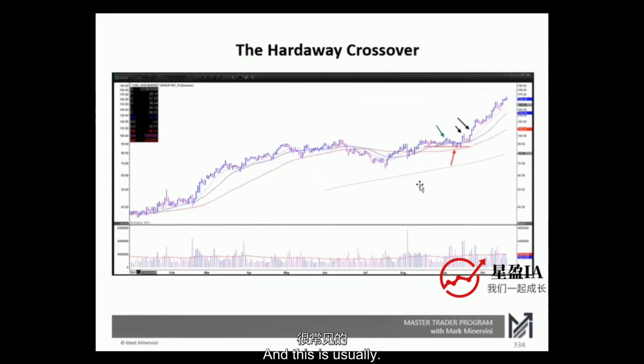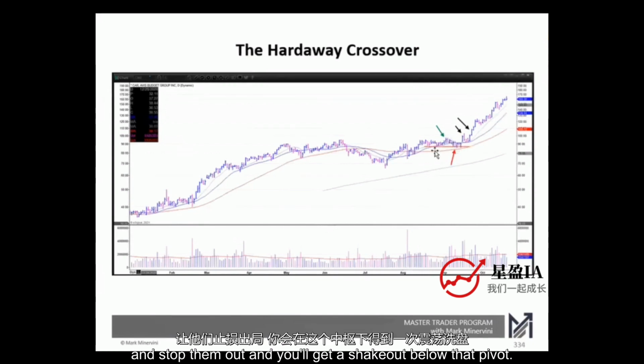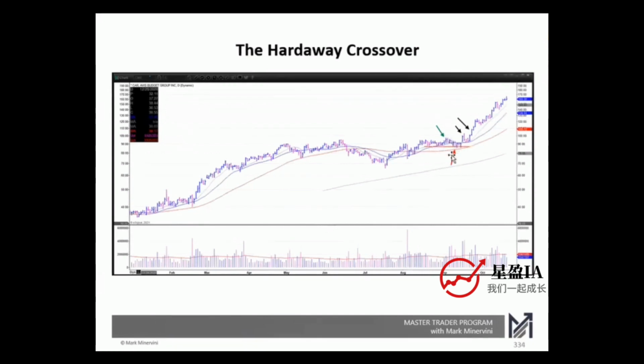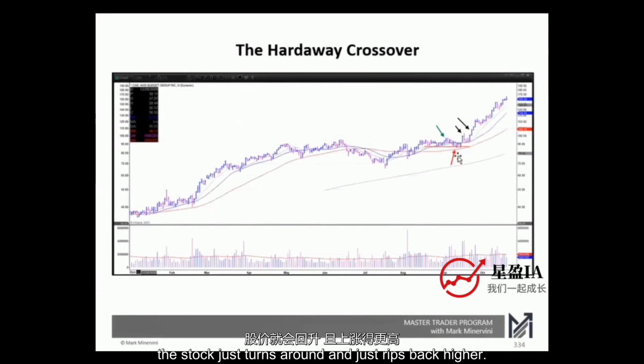Usually the stock will go below the low of the pivot, and a lot of people will put their stops there. I put my stops a lot of times at the low of the pivot, and that's where you'll suck in a bunch of quick short-term traders and stop them out, and you'll get a shakeout below that pivot. But once everybody's knocked out, which only takes sometimes a day or two, the stock just turns around and rips back higher. Very often the stock will rip higher, which I call a slingshot.